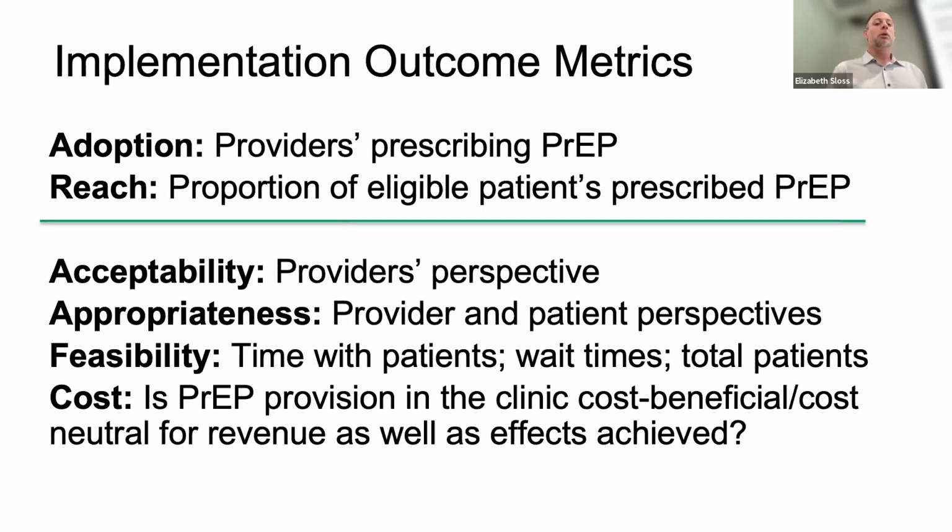Feasibility: does it increase time with patients? Does it increase wait times in the clinic? Does it actually reduce the number of total patients seen? All those things are considerations, especially at the operations level. And again, they probably contribute a little bit to the question of cost too. Is PrEP provision in the clinic cost beneficial or cost neutral for revenue, as well as the effects that have been achieved? It may actually be that you reach more people, but it costs you so much that it's not worth it, and a system may decide we're just going to stay with referring.